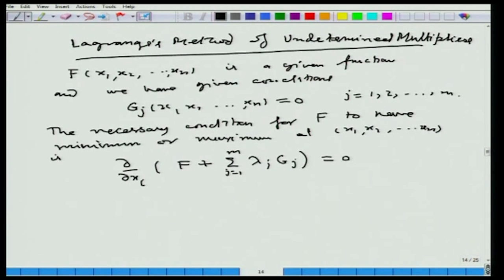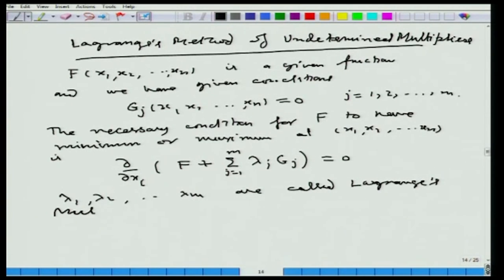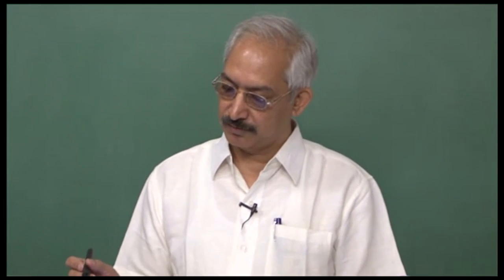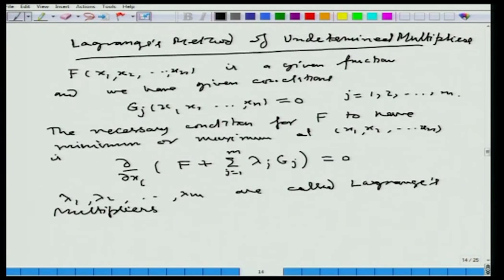Here these lambda 1, lambda 2, lambda m are called Lagrange's multipliers. These are unknown and they are to be found in addition to the points of minima or maxima. So, when we want to find the points of minima or maxima of this function f, where these m conditions are given, these are to be satisfied by those points where f attains minima or maxima.